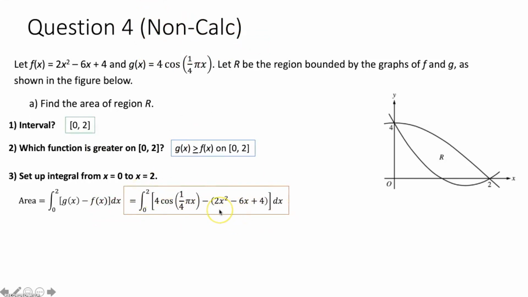So to evaluate this integral, we need to prepare it for integration. So we're actually going to integrate each of these functions separately. In this function here, we can take this 4, which is just a constant, move it out front of the integral sign.